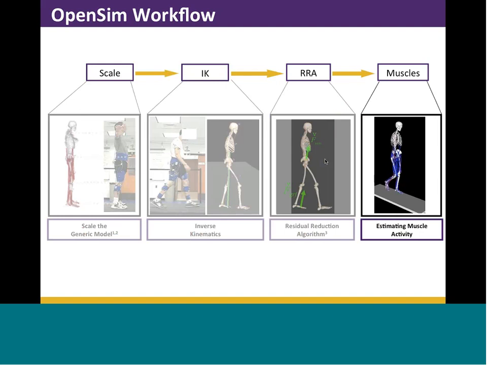Static optimization and computed muscle control are probably the two that are most commonly used to estimate muscle activity using OpenSim. In looking at synergy-based control in OpenSim, we were extending the capabilities of static optimization, which performs an optimization where it's minimizing the sum of activation. It's not just squared, it can be to any power, but we are extending the capability of static optimization in this workflow.